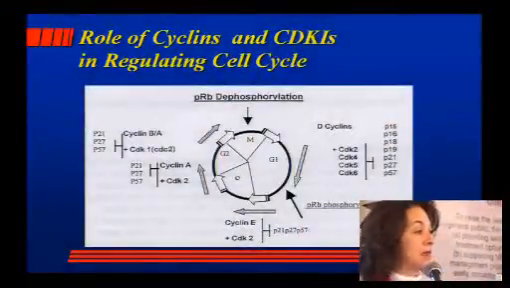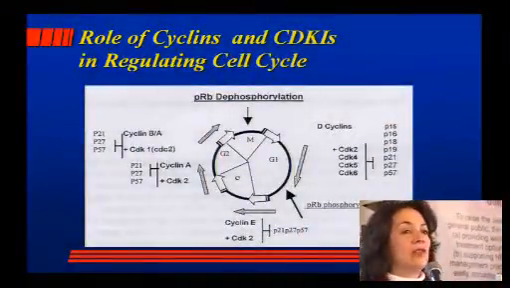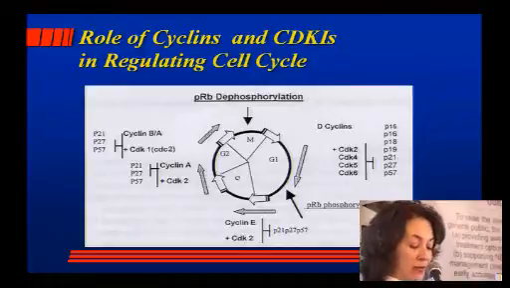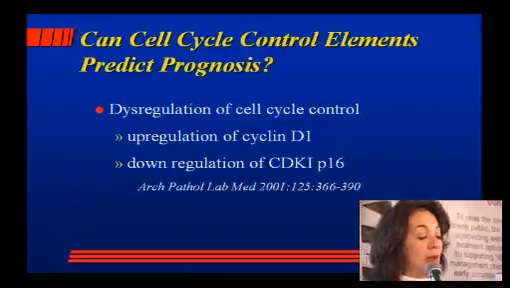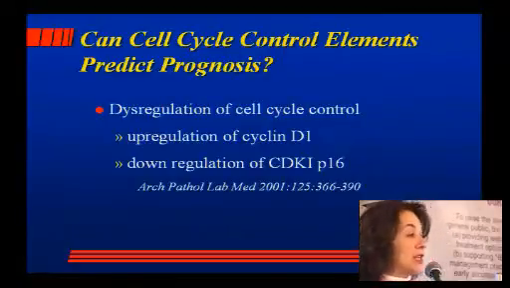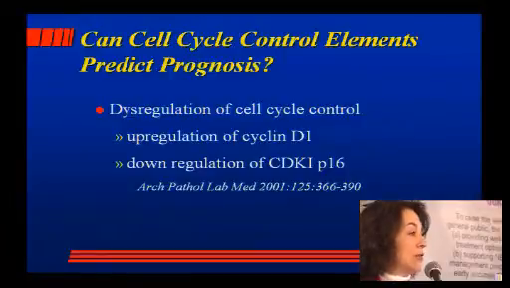So retinoblastoma is one of the important brakes. P27 is an important brake mechanism for cells. And many of these are lost or downregulated in endocrine tumors. And so we know, for example, in gastroenteropancreatic tumors, there's an upregulation of one of the gas pedals, cyclin D1, and there's downregulation of one of the brakes, the cyclin D1 kinase inhibitor, P16.